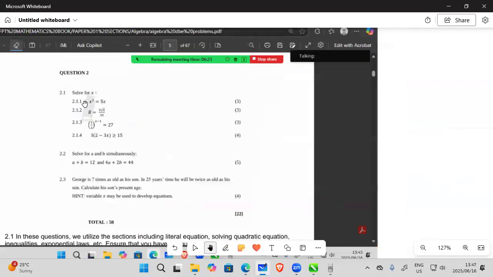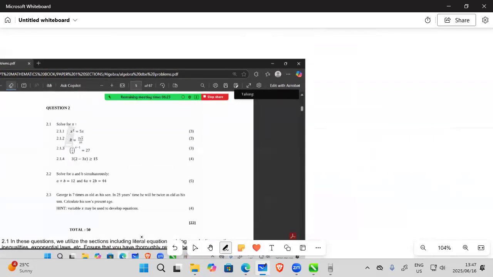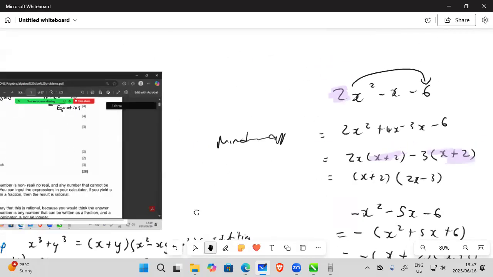Right, here I'm dealing with an exponential. No, sorry. So we've got x squared equals 5x. So now what do we have here? We have a quadratic equation.